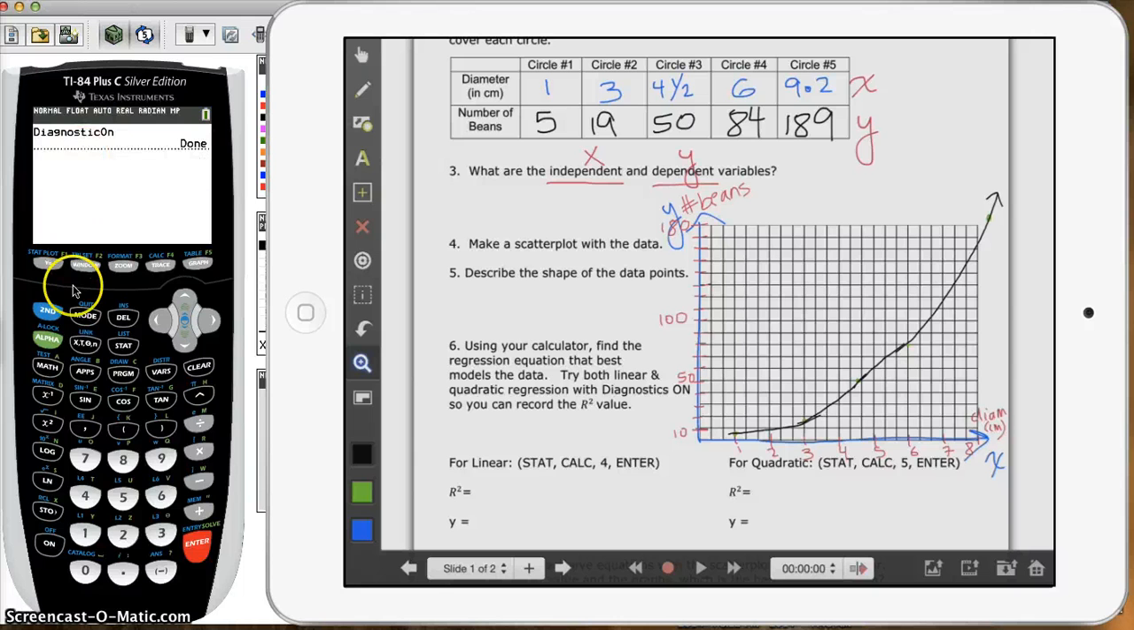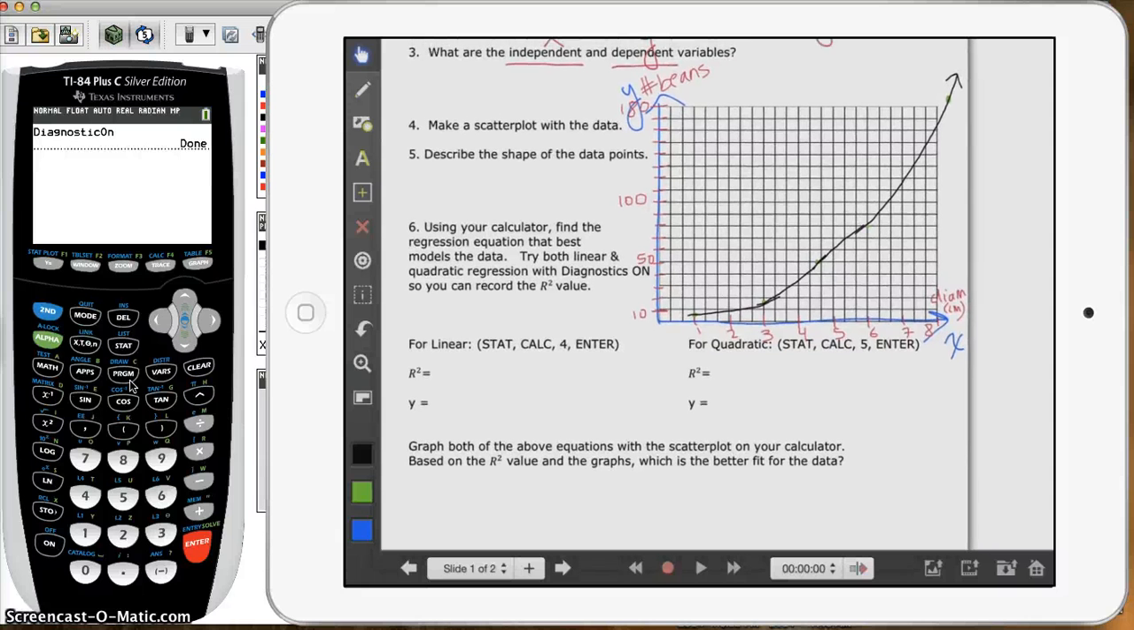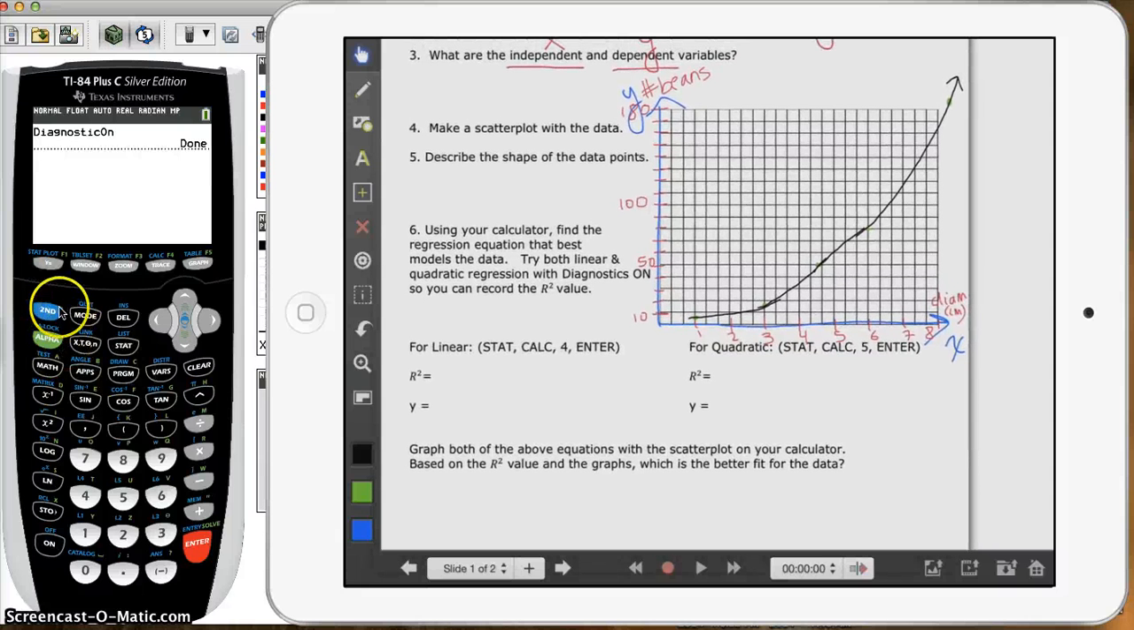So you need to do the steps again to find the regression, the linear and the quadratic one, okay? And record the information over here. And I need to see what R-square for each one is. Okay, so you go to Stat, Calc, number 4, press enter until you get the equation.